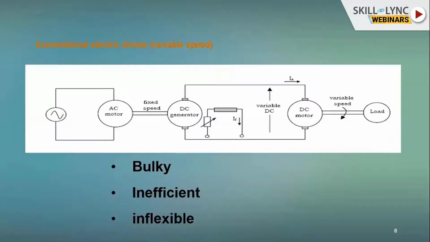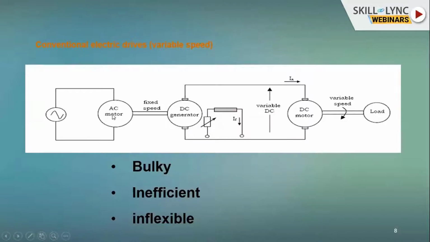So before going towards the modern electric drives, let's have a small discussion about the conventional electric drives. Here in this case, we are controlling this DC motor with the help of two more machines, that is the DC generator and the AC motor. What we want is to control the speed of this DC motor, so that's why we are using the AC motor.